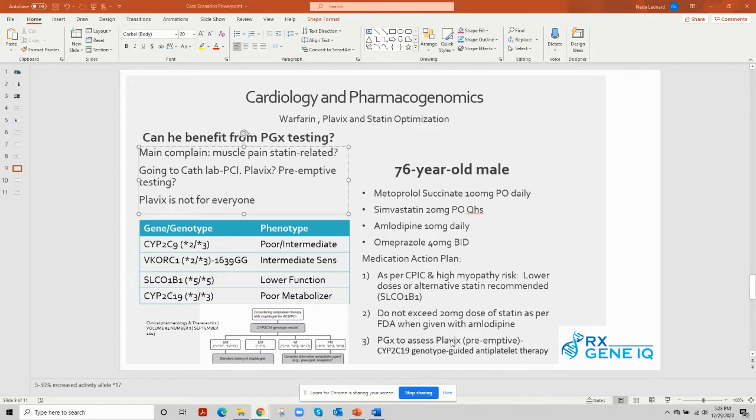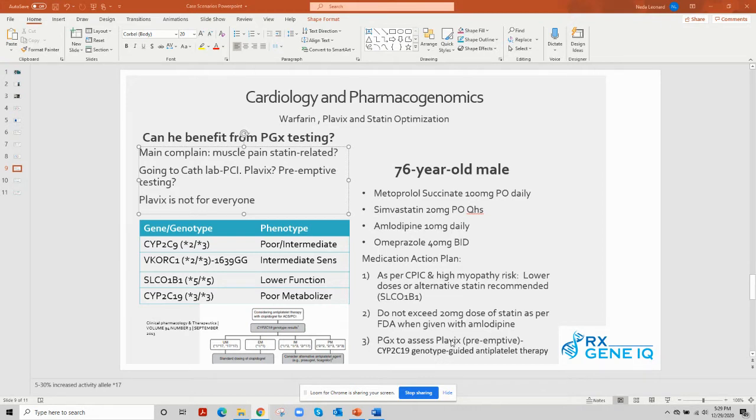Let's introduce the patient scenario to focus on optimizing three major classes of medications in the field of cardiology using pharmacogenomics. Our patient is a 76-year-old male who's scheduled to go to cath lab for PCI. The provider would like to know if Plavix is the right choice for this patient. For that reason, a preemptive pharmacogenomic testing is going to be done.